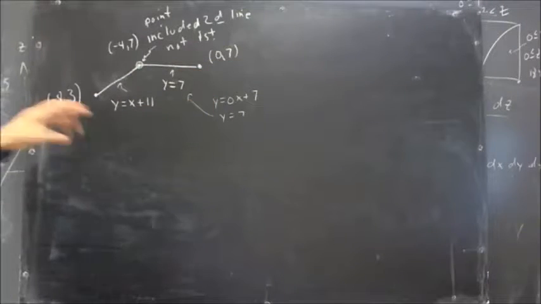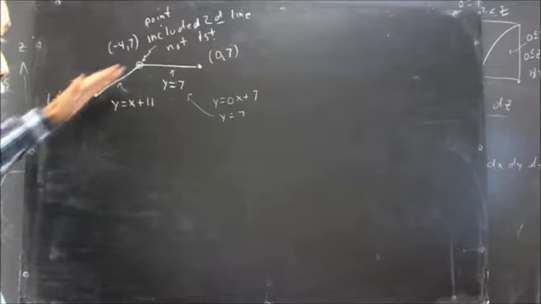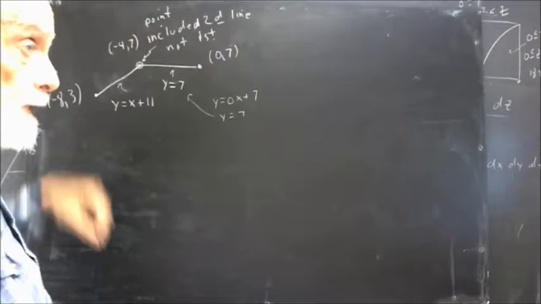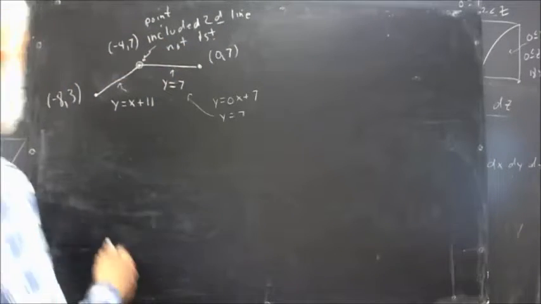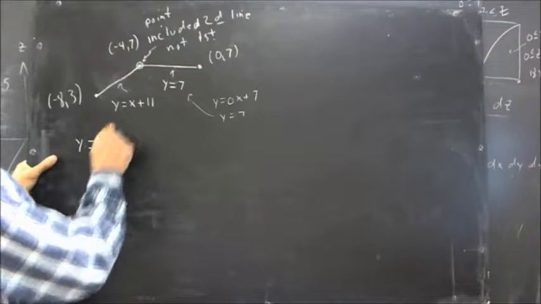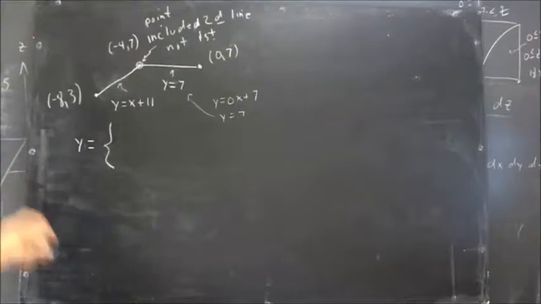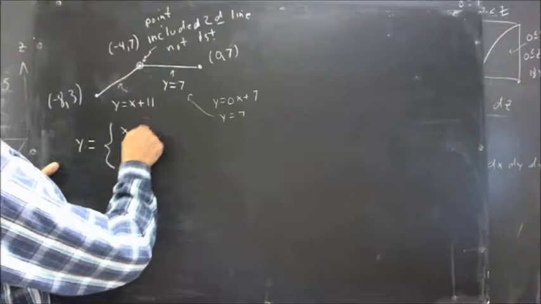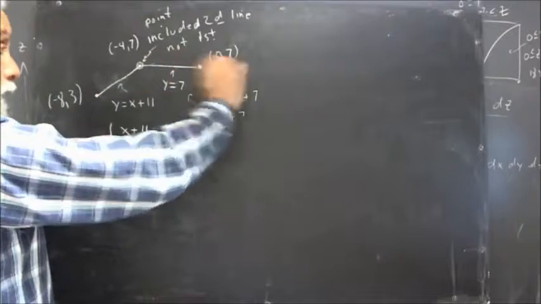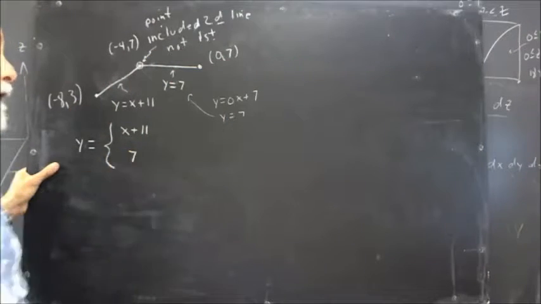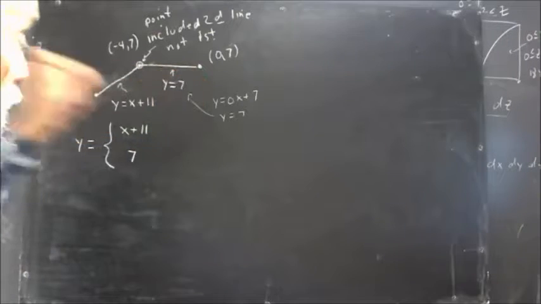Now, this equation only applies to this segment here, and this equation only applies to this segment. So how are we going to write the equation of that function? Well, we write it this way. y equals, we have a split definition. y equals x plus 11 for part of the duration of this function, and y equals 7 for another part of the segment.